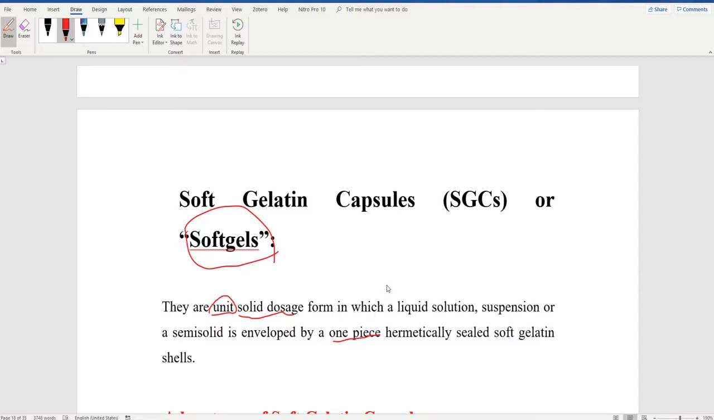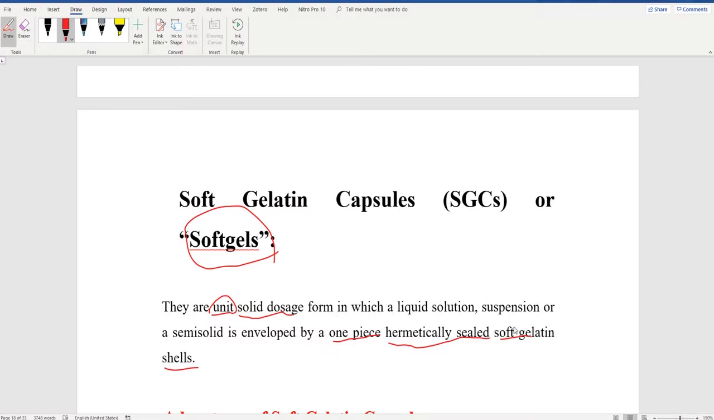Then, it's hermetically sealed. Hermetically sealed means tightly closed. It's one piece, tightly closed. You cannot open it. If you open it with a blade or something like that, it will be visible to everybody. So, a hermetically sealed soft gelatin shell. Now we know what the differences are. One, it's usually filled with solution, suspension or semi-solid. Number two, it's one piece. Later on you will see also other differences.